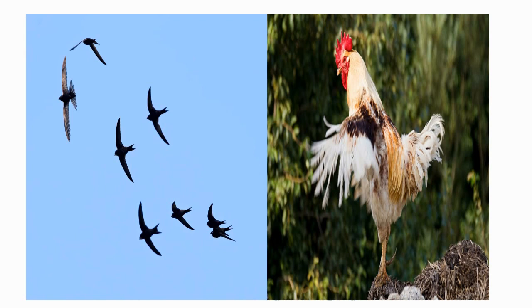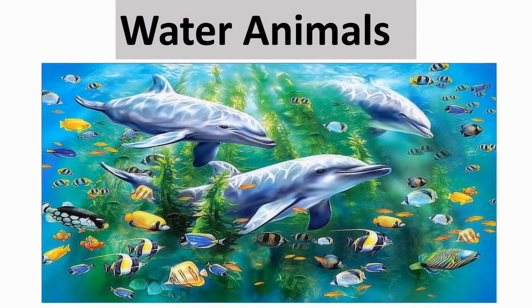The third group, according to the characteristic, is water animals. Animals which live in water are called water animals, and they are also called aquatic animals. Mostly fishes are said to be water animals. Also, different animals that live in water are called water animals, such as octopus, turtle, and many others.